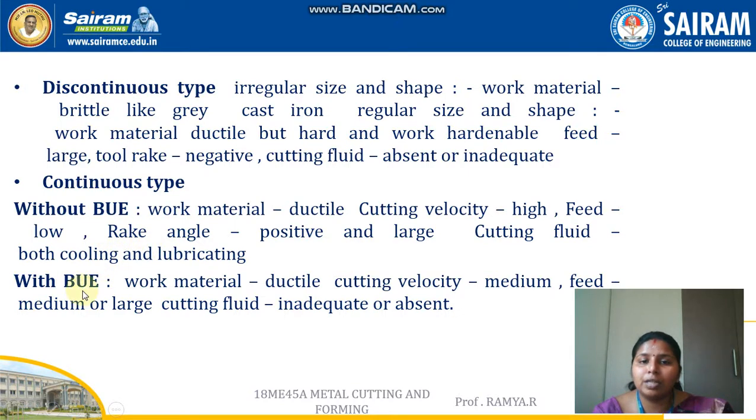The next one is with built up edge, because there are only three types of chips: continuous chips, continuous with built up edge, and discontinuous types. The third one we are going to see is continuous with built up edge. The work material for this is ductile, the cutting velocity is medium, feed is medium or large, and cutting fluid is inadequate or absent. These are the conditions under which all these types of chips are produced.